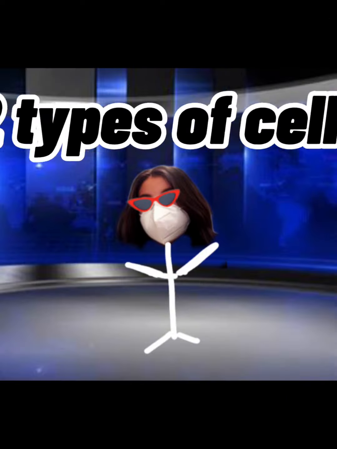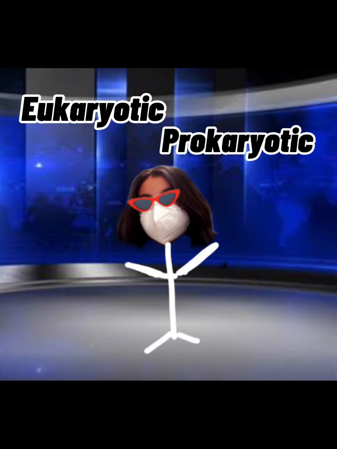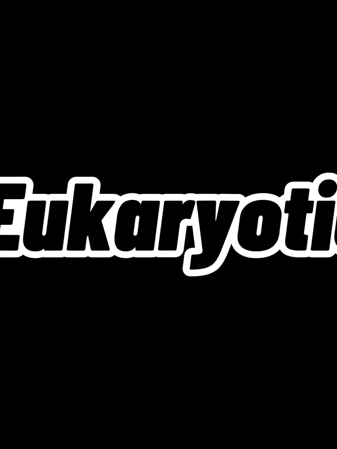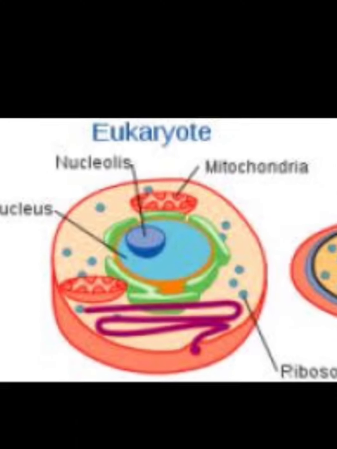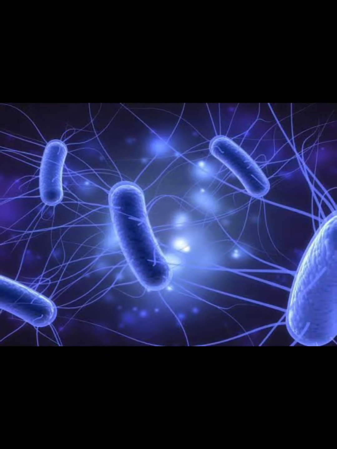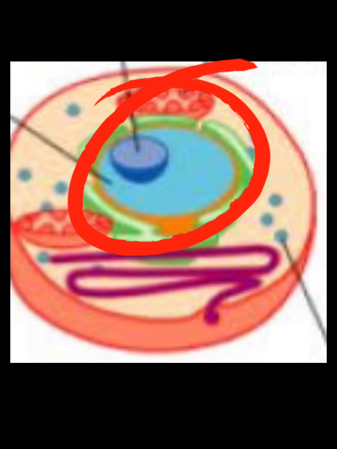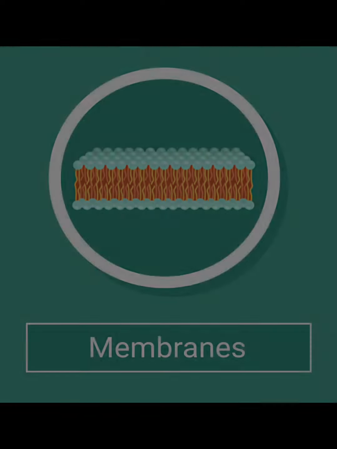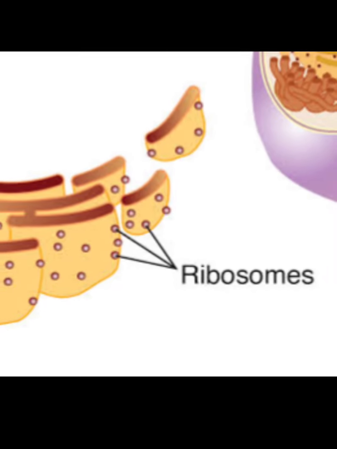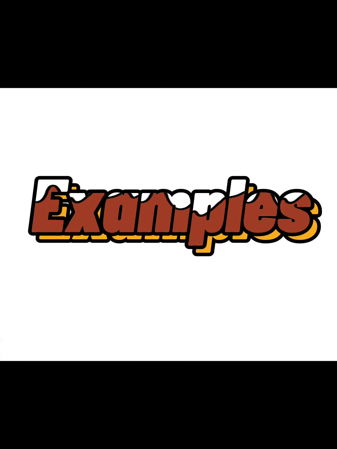There are two types: the eukaryotic and prokaryotic ones. The eukaryotic is any cell or organism that possesses a clearly defined nucleus, organelles, DNA, cell membrane, and ribosomes. Some examples of eukaryotic organisms are plants, animals, and fungi.